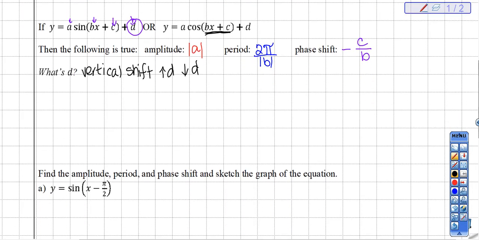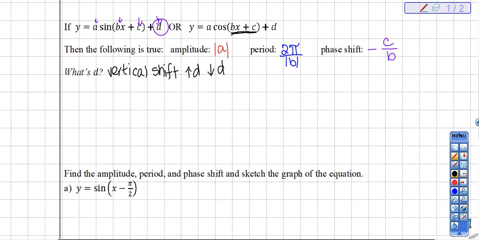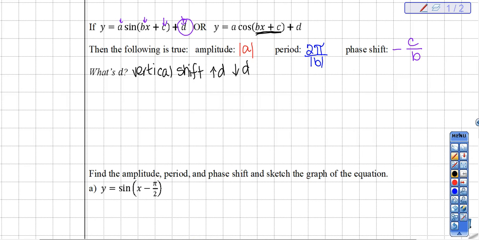Here's something that I want to propose to you. It gets really frustrating when you have 4 different actions to perform on a function when you do them one action at a time. Like you start with the parent function, right? And then you stretch it vertically, yeah? And then maybe you reflect it.